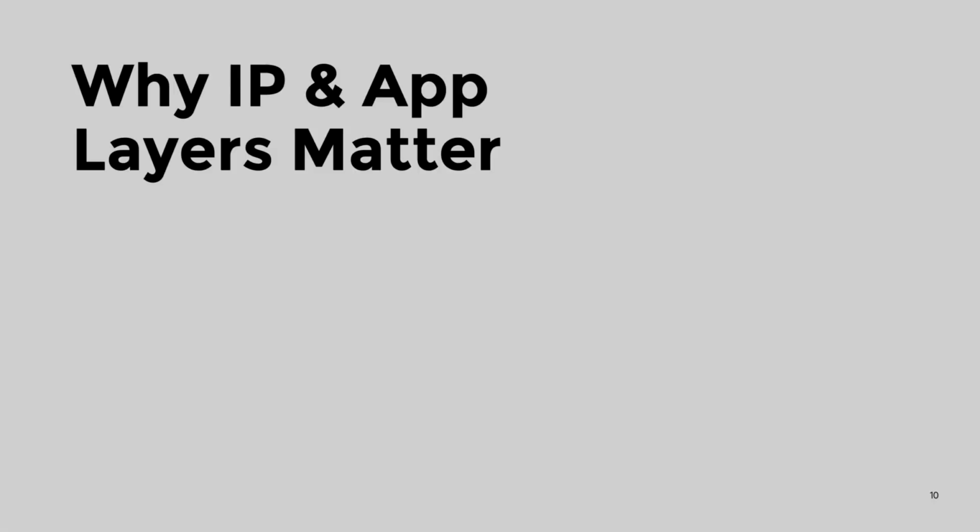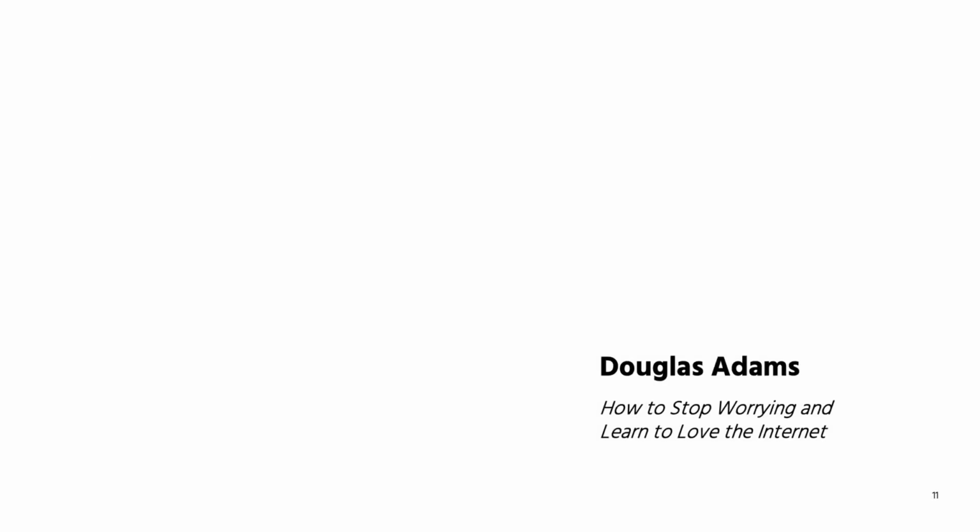So with that, we'll get started and talk about why IP and application layers matter. Those of you that know me know I love this quote. So I'm going to start with one of my favorite quotes about technology from one of my favorite articles about technology from one of my favorite authors. Douglas Adams of Hitchhiker's Guide fame wrote a blog post in the 90s called How to Stop Worrying and Love the Internet. If you haven't read it, you absolutely should. You can Google for it and you'll find it.